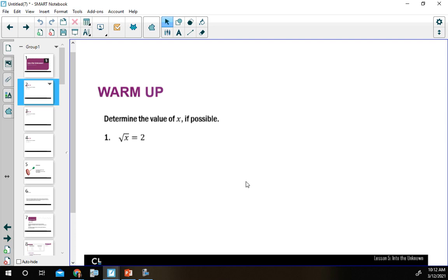Okay, so this first one, if I'm trying to get rid of that square root, I'm going to square both sides. So I'm going to get x is equal to 2 squared, which is going to get me to 4.